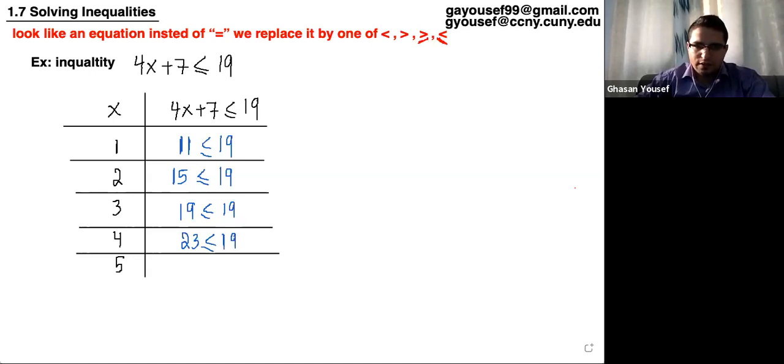And for the last one, number 5: 4 times 5 is 20, and 20 plus 7 is 27. This is correct, Mahrain. Is 27 less than or equal to 19? Which one is satisfied? Is 11 less than or equal to 19? Is this correct here?